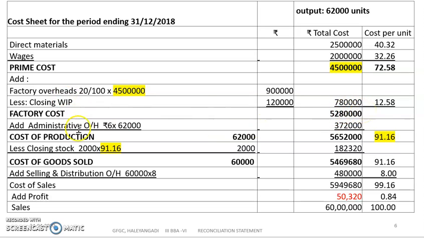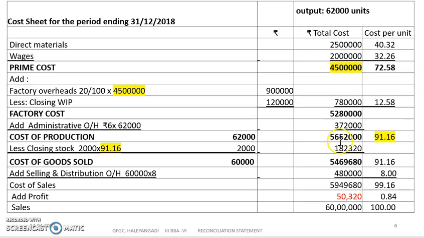Okay? Then the administrative overheads, the question says 6 rupees per unit. I already read it. So 6 rupees per unit means 62,000 units. Okay, 1 unit is 6 rupees. For 62,000, how much? So you're multiplying, you get 3,72,000. This gives you the cost of production. Now be careful when you're doing.